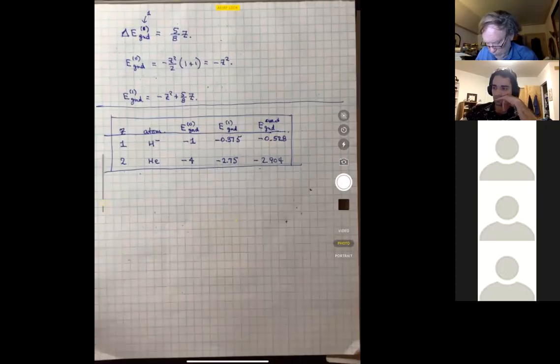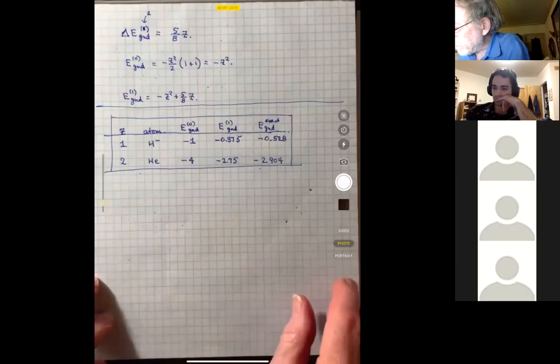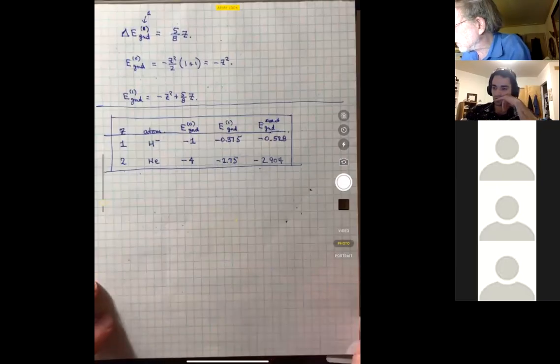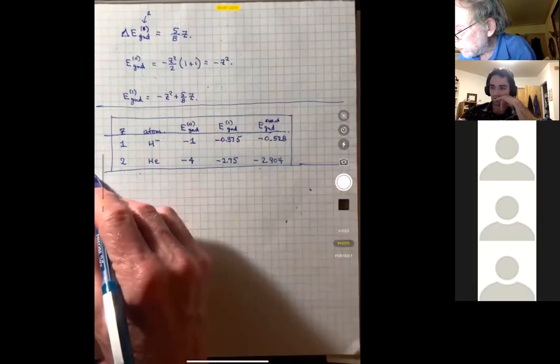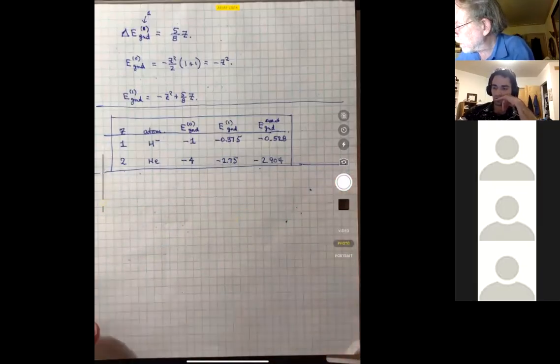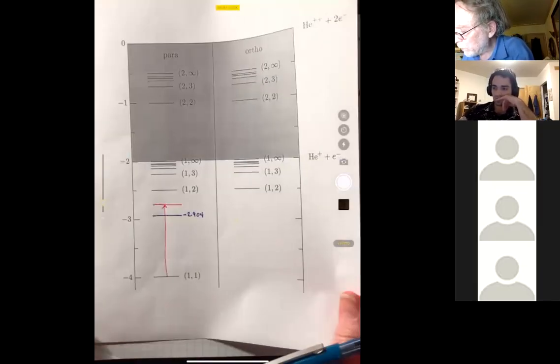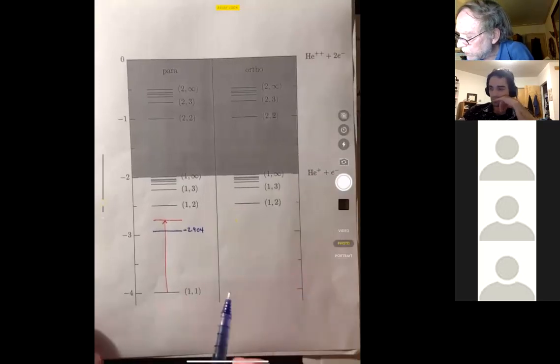All right. Now, so that's the analysis by first order perturbation theory of the ground state of helium. Let's now move on to the excited states of helium. We'll do the excited states.